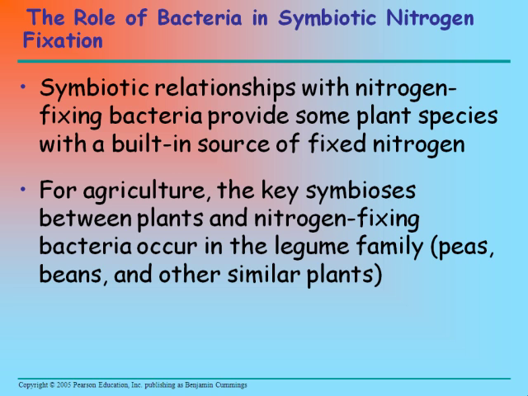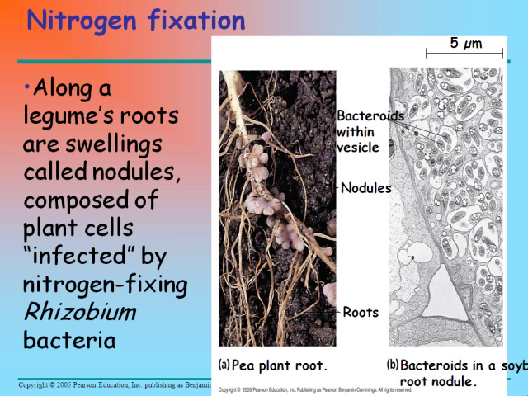For agriculture, the key symbiosis between plants and nitrogen-fixing bacteria occurs in the pea or legume family, beans and other similar plants, like soybeans. So there's crop rotation. You plant plants one year that will introduce nitrogen back into the soil, and then the next year you use another crop, and then you rotate back so that the soil is not depleted of nitrogen.